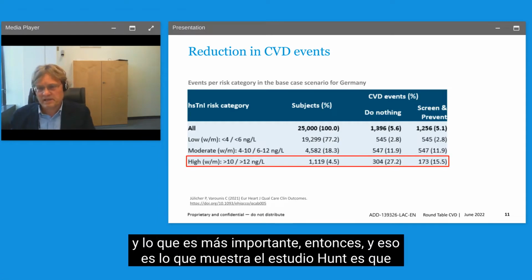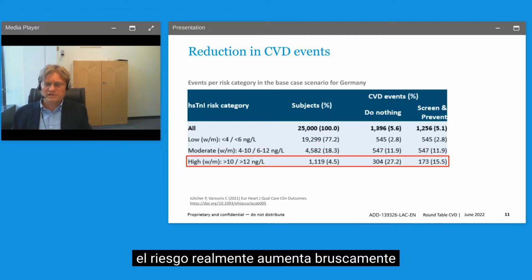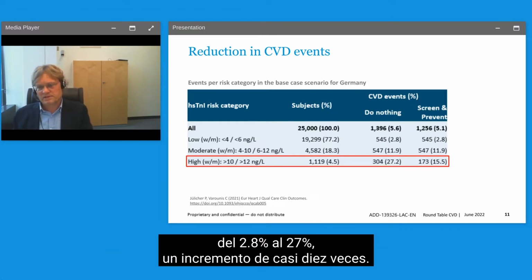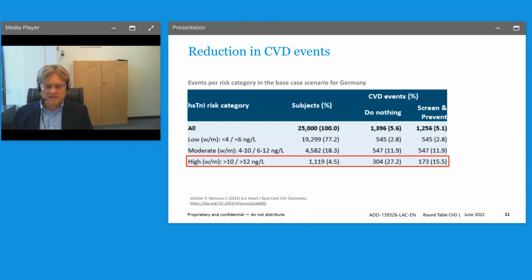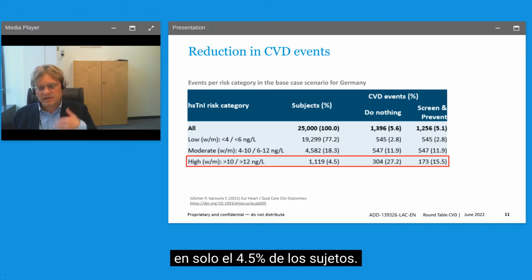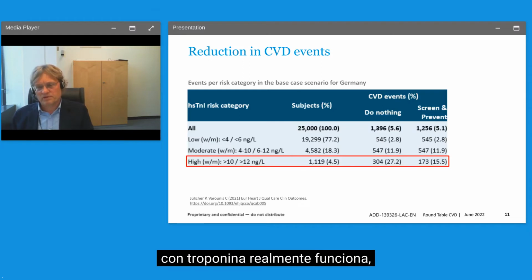And importantly, that is what the HUNT study shows, the risk really increases sharply depending on the troponin risk classes, from 2.8% to 27%, almost a tenfold increase. And more than a fifth of all events really happened in only 4.5% of subjects. So this really tells us that the risk stratification with troponin really works.